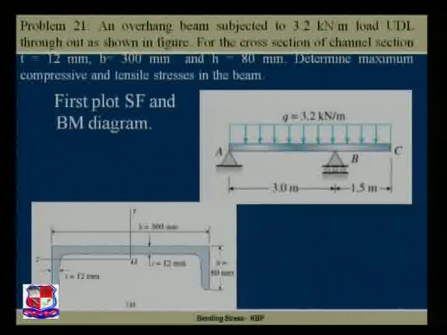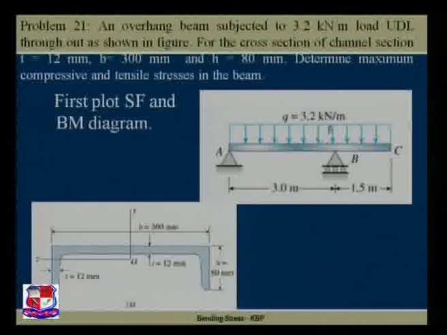Let us switch over to today's last problem. An overhanging beam is subjected to a 3.2 kN per meter UDL throughout, as shown in the figure. The figure shows very clearly an overhanging beam. The distance between the two supports is 3 meter and 1.5 meter is the overhang projecting beyond support B, and this beam is subjected to the UDL of 3.2 kN per meter.